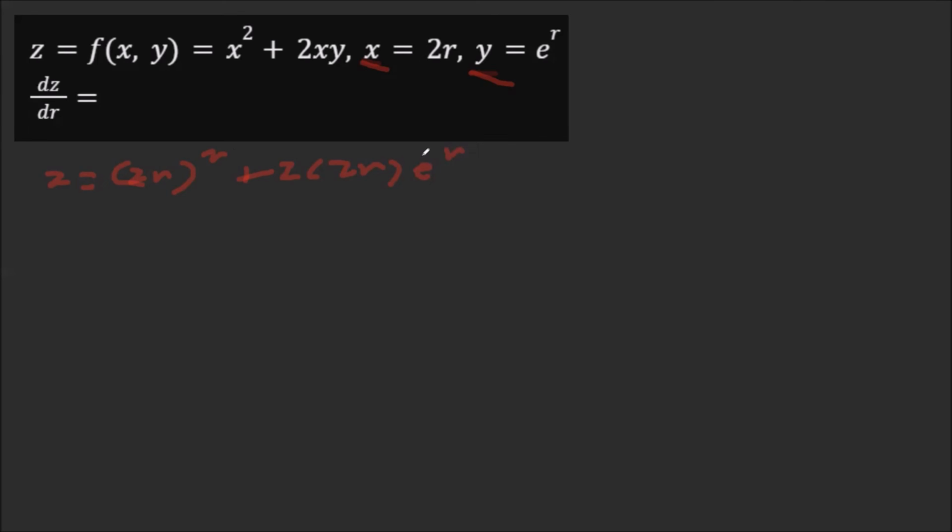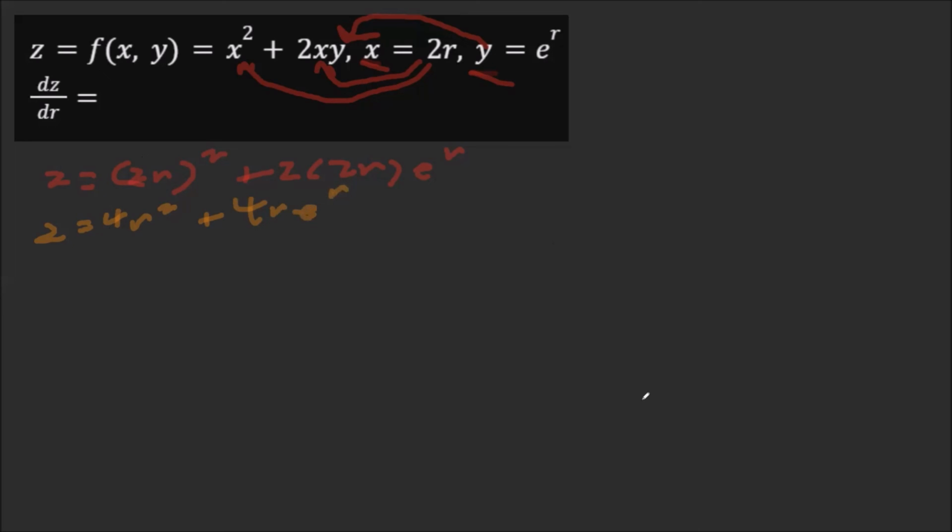Now, why did I do this? As I said, I simply substituted in the functions for x and y. 2r goes over here, as it does over here, and y goes over here. And so that's how we have this as our multivariable equation. I'm going to simplify this further. So z is equal to 4r squared plus 4r e to the power of r.